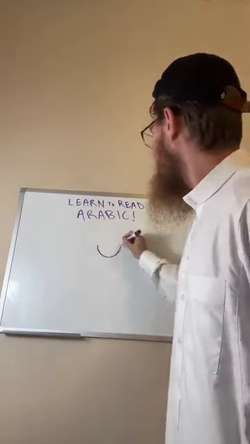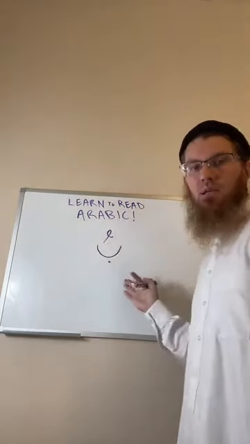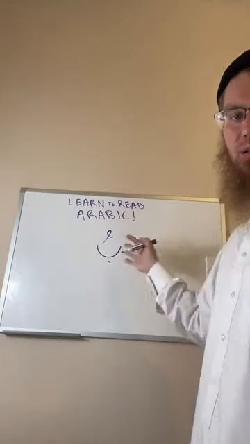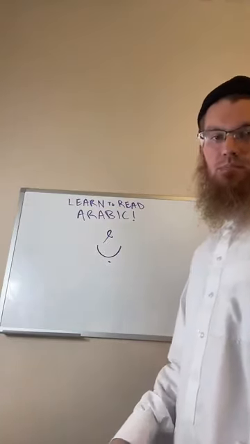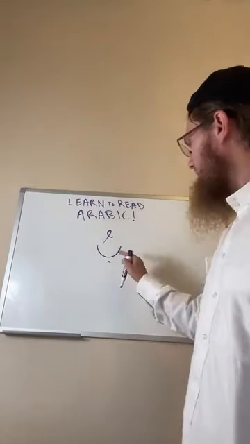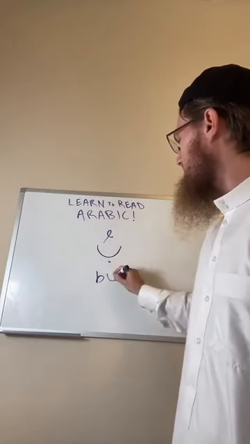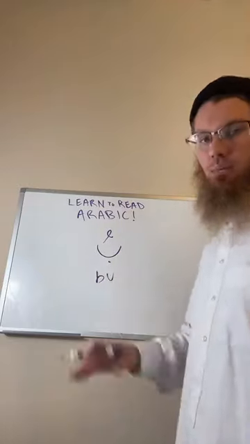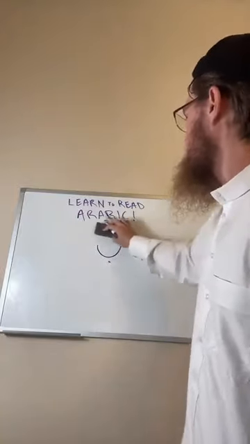What about this? How would we read this? What sound does this make? Boo. Excellent. Why? This symbol represents the B sound. This symbol represents the U sound. Boo. Excellent. Yeah, one more symbol.